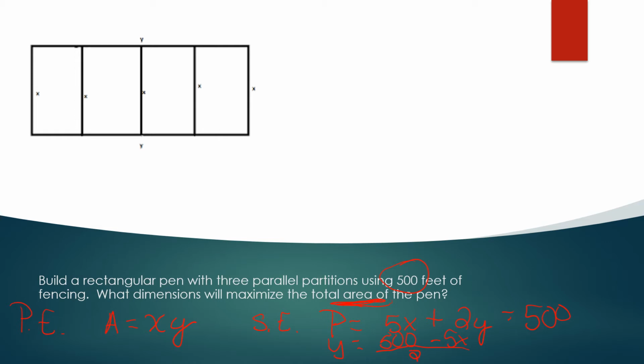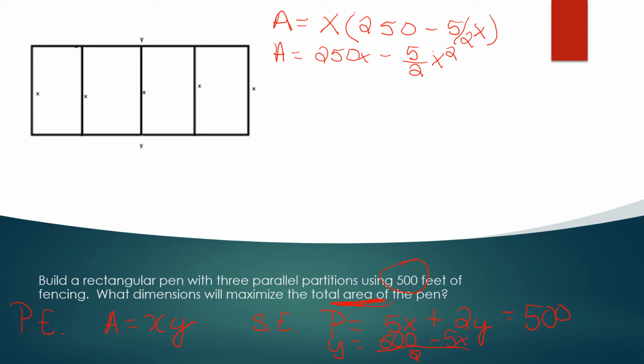So now let's look at this. This is what we're going to maximize. Our area formula is x times y, and y is 250 minus 5/2 x. Again, I'm going to distribute this because I don't want to use the product rule. So I get 250x minus 5/2 x squared. Now I'm going to take the derivative of A with respect to x, so I don't have to use implicit differentiation. I get 250 minus 5x. That's not too bad, is it?